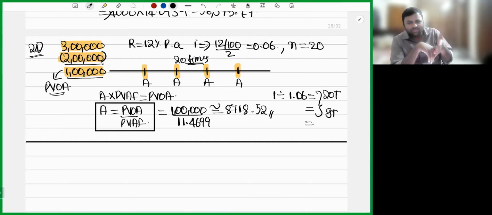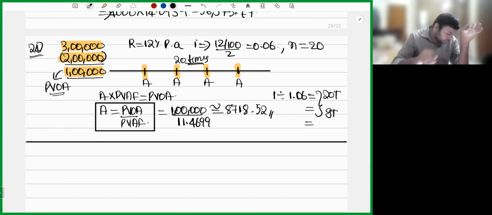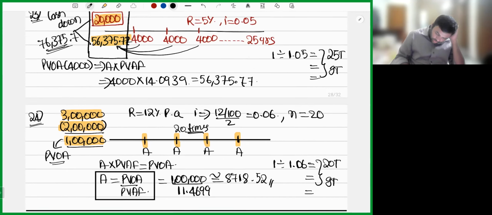He is telling that 1 lakh will be paid in installments. So what is the installment amount? What is the value of A he is asking? A into the present value annuity factor will be the ordinary annuity. So the present value of the ordinary annuity divided by the present value annuity factor will be A. Simple, sir. Simple. Now let's go for the next one.